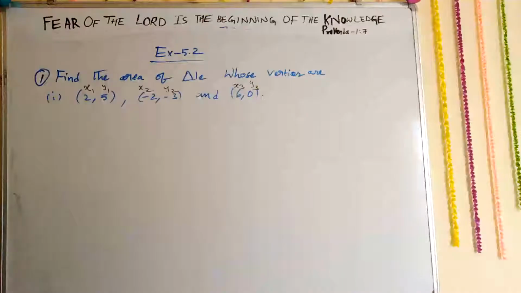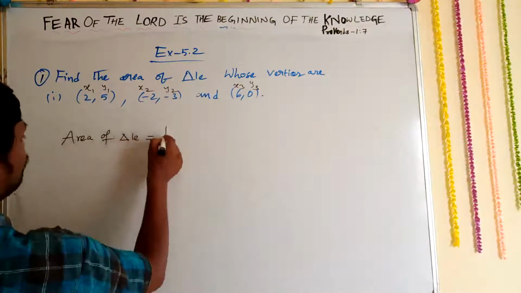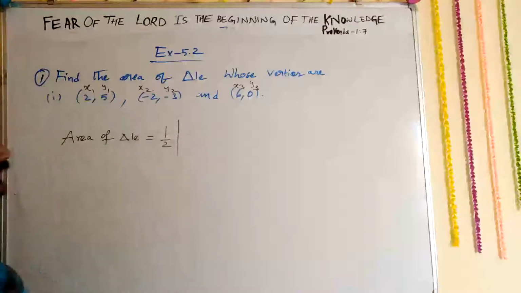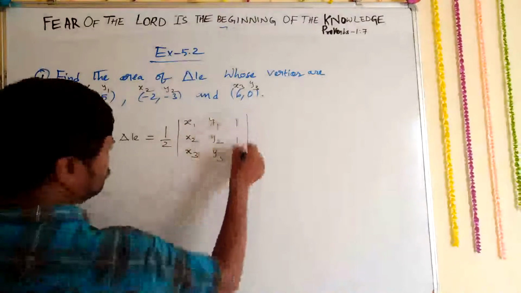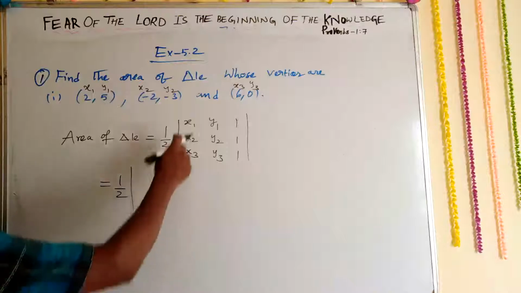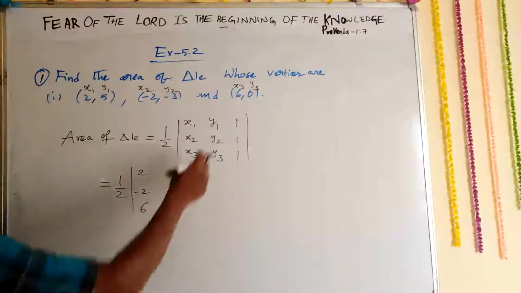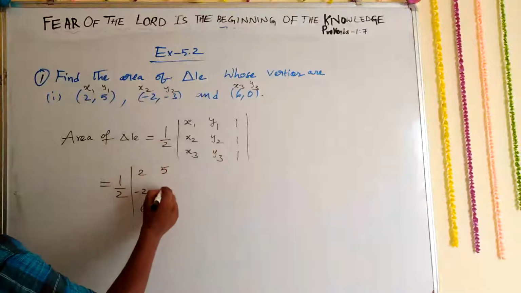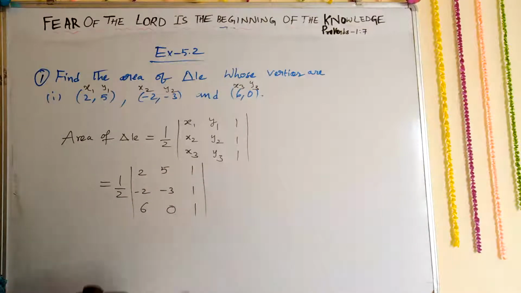Okay, area of a triangle formula. You know that the area of a triangle is equal to half determinant of x1, x2, x3, y1, y2, y3, 1, 1, 1. So that is equal to half modulus of the determinant with x1, x2, x3 being 2, -2, 6, then y1, y2, y3 being 5, -3, 0, and the last row is all ones. Now just simplify this and find your answer. If you get the determinant value, you automatically get the area of the triangle.